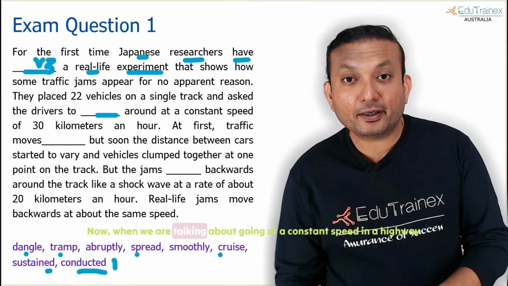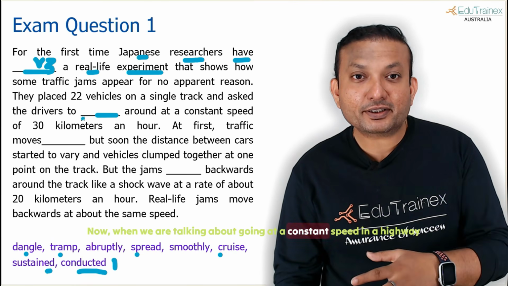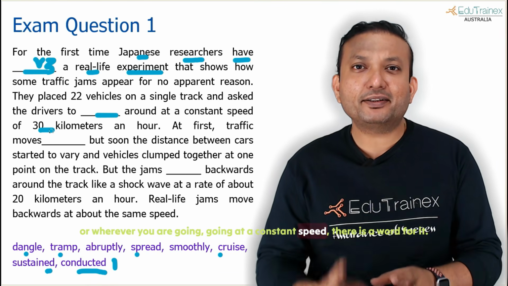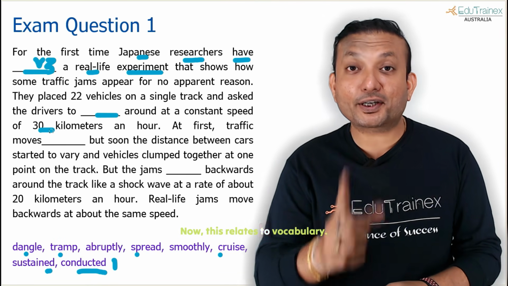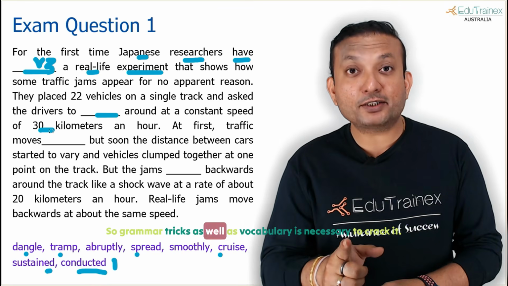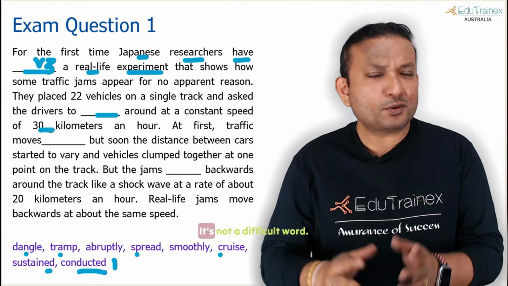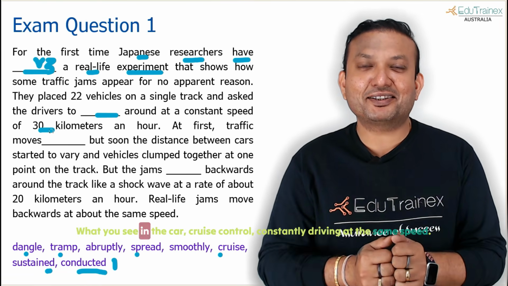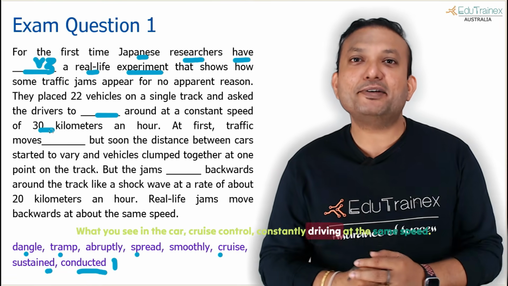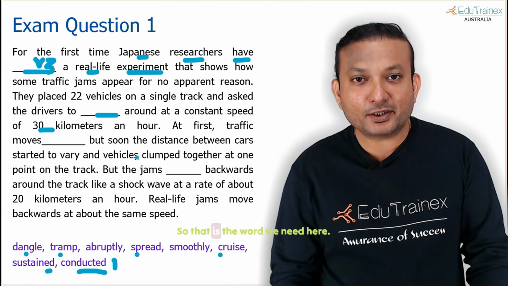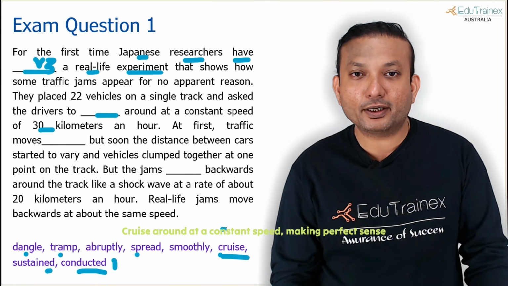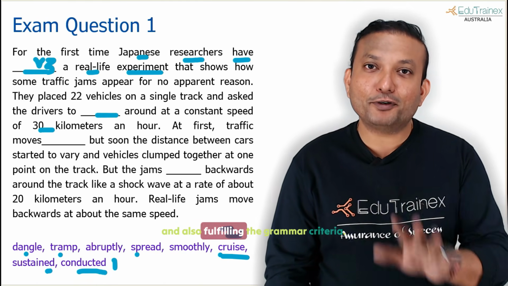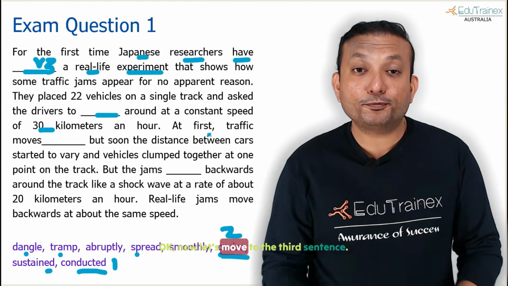Now, when we are talking about going at a constant speed in a highway or wherever you are going at a constant speed, there is a word for it. Now, this relates to vocabulary. So, grammar tricks as well as vocabulary is necessary to crack it. It's not a difficult word. Cruise is the word, like cruise control, what you see in the car, constantly driving at the same speed. So, that is the word we need here, cruise around at a constant speed, making perfect sense and also fulfilling the grammar criteria. Okay, now let's move to the third sentence.